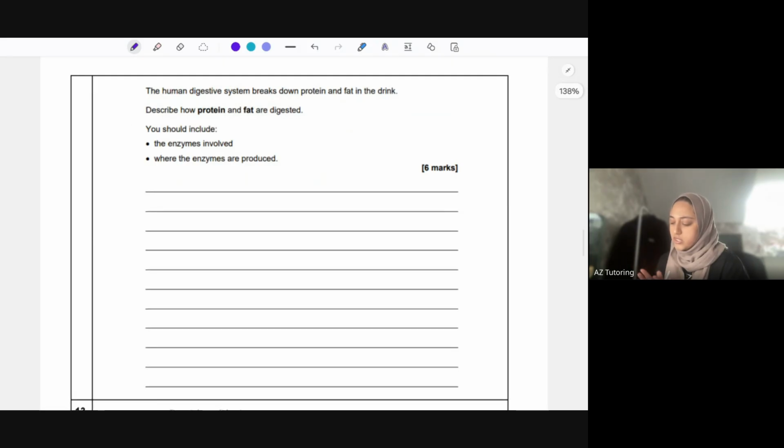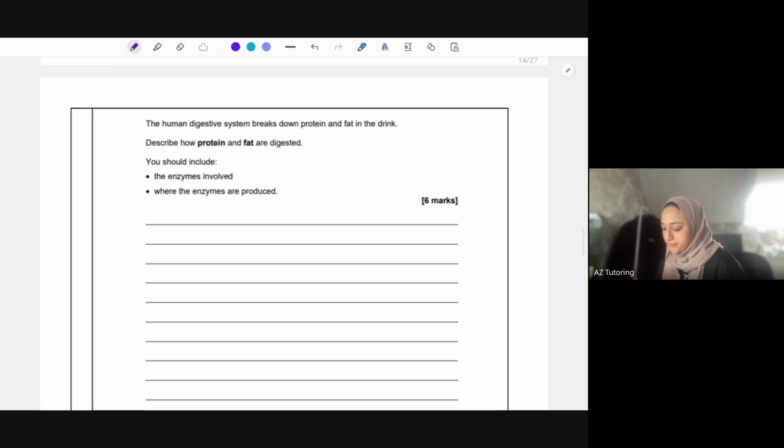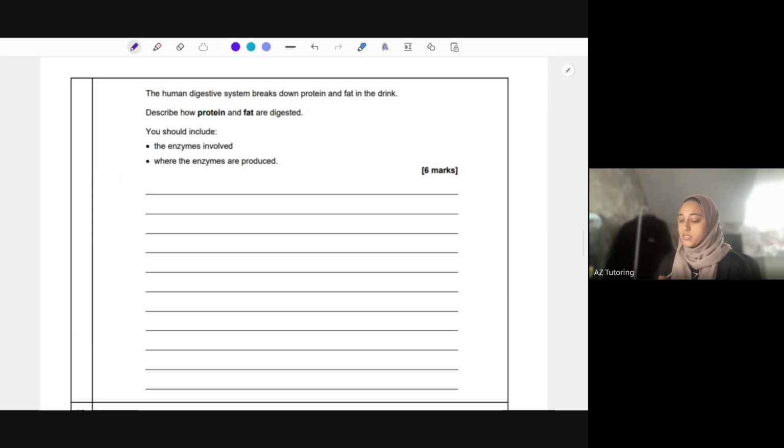Okay, so the human digestive, got a 6 marker here as well. The human digestive system breaks down proteins and fat in the drink. Describe how protein and fat are digested. You should include the enzymes involved and where the enzymes are produced. So for 6 marks, you need to also know what they break down into. So we'll start off with the protein first. I'll put some bullet points.